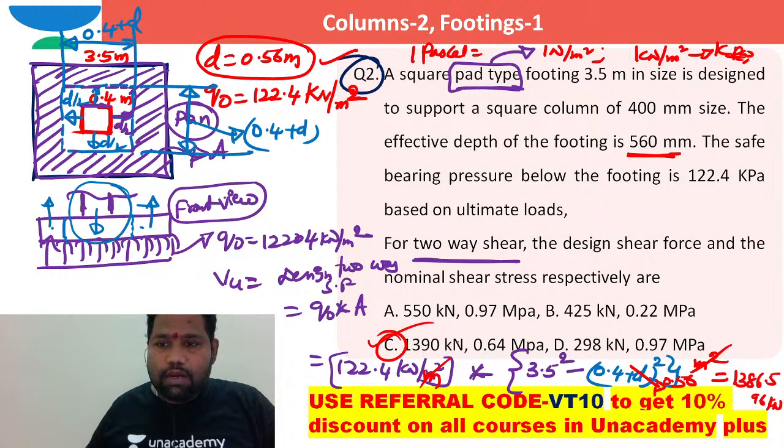The first option is 1386.5. The nearest answer is 1390, so you can pick option C directly. But I want to show you how we can work out even this answer, which is the two-way shearing stress.